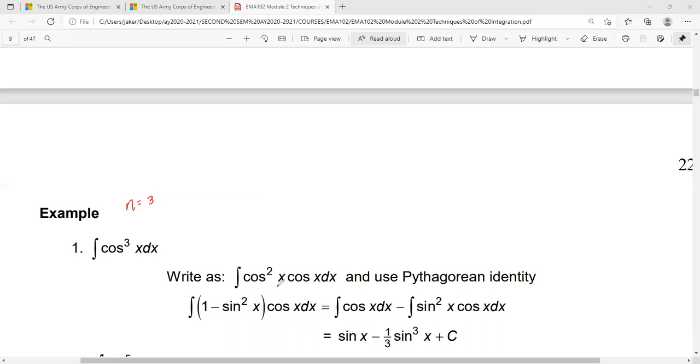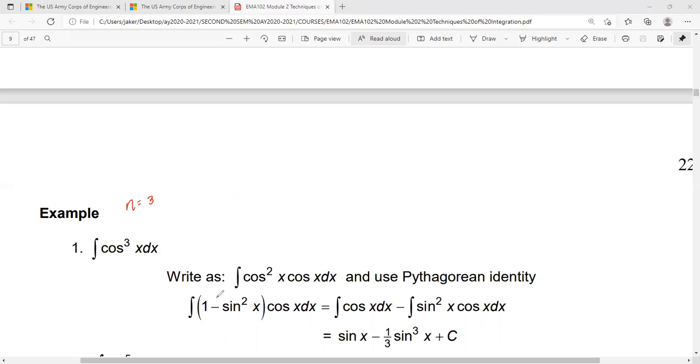Now these two, when multiplied, will of course still be equal to the original given function, which is the cosine cube of x. Now, just like what is suggested, this cosine squared of x, you will express in terms of its equivalent identity, 1 minus sine squared of x. Now, this is your cosine.